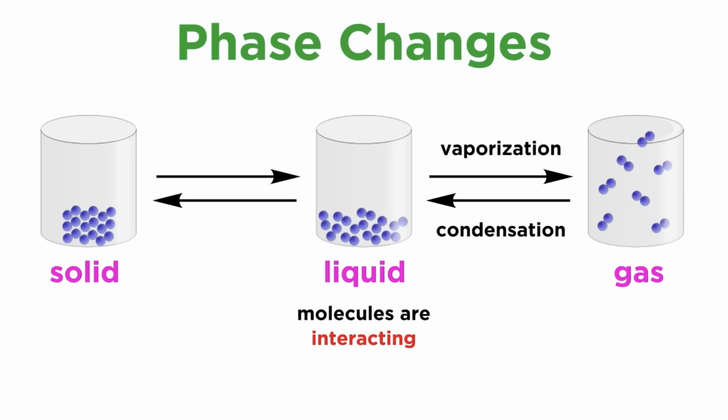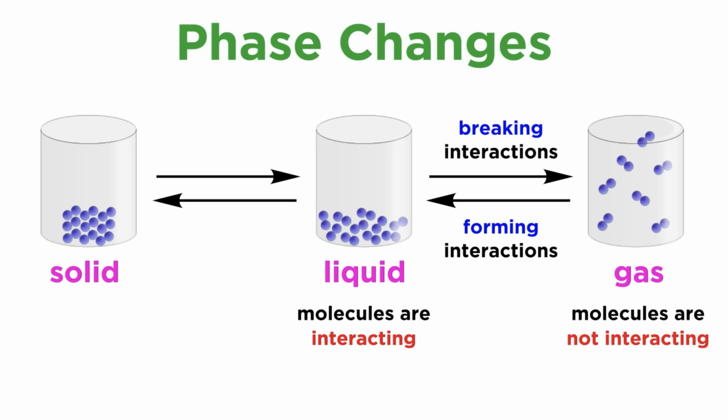The key thing to recall is that in the liquid phase, the molecules are in constant contact and are therefore participating in whatever intermolecular forces that substance is capable of. In the gas phase, the molecules are far apart and are not making such interactions, so a change from one phase to the other involves either breaking or forming these intermolecular attractions.